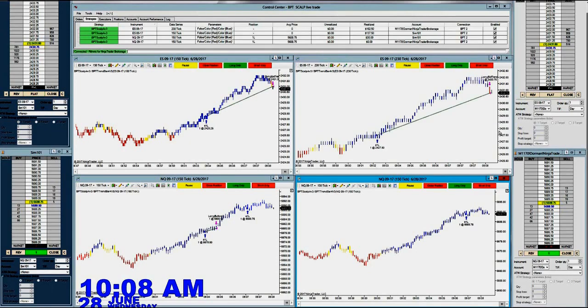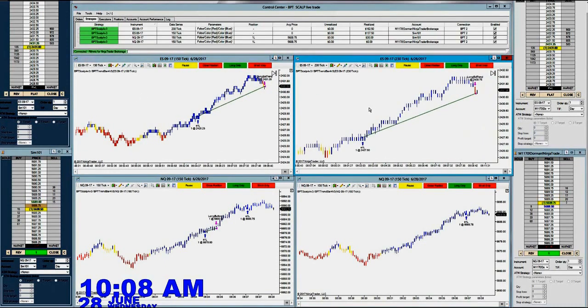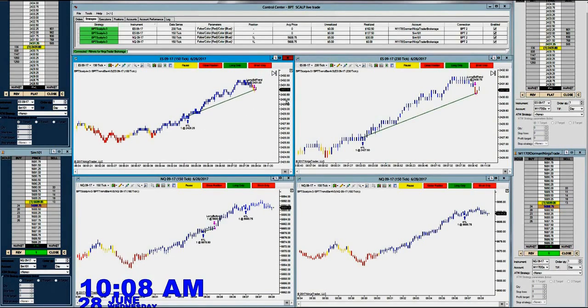CL. And there we go. We are done with the ES, and this is what we see, one tick. This is not bad, one tick. But the sad story is the NASDAQ.